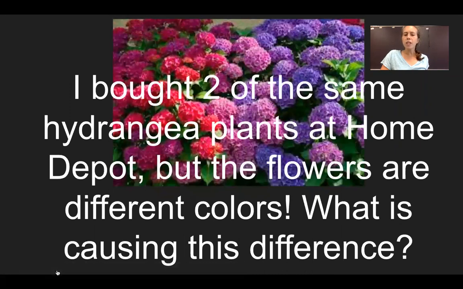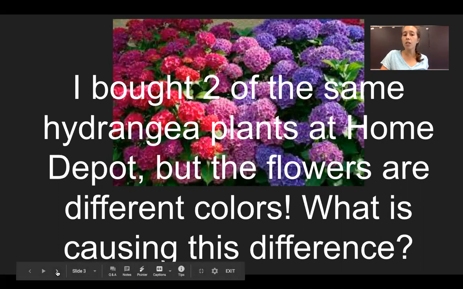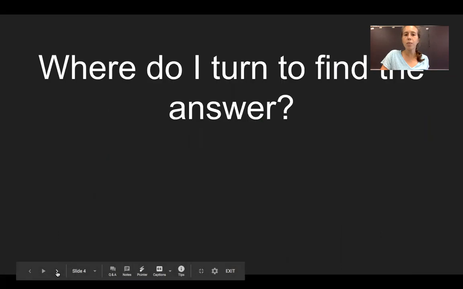I bought two of the same hydrangea plants at Home Depot, but the flowers are different colors. What is causing this difference? My observation, the plants are two different colors. My question, what's causing this difference? So where do I go to find the answer?